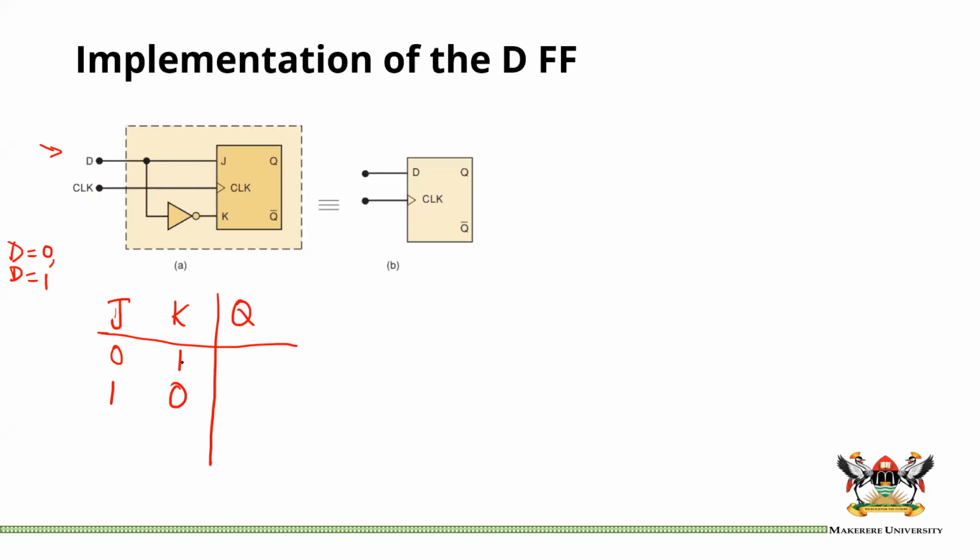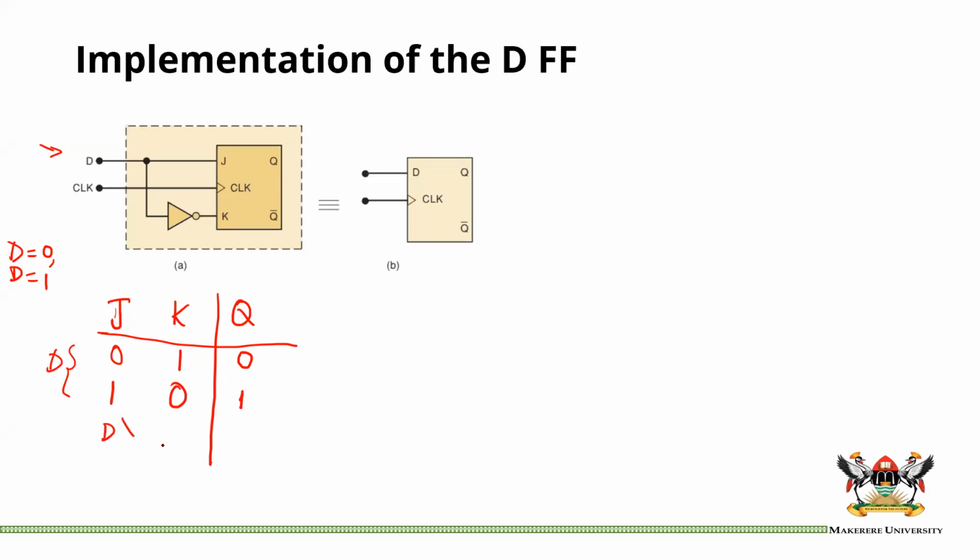If J is 0 and K is 1, and remember these are D inputs, we clear, which is 0. If J is 1 and K is 0, we set, which is 1. But actually the input at J is D.